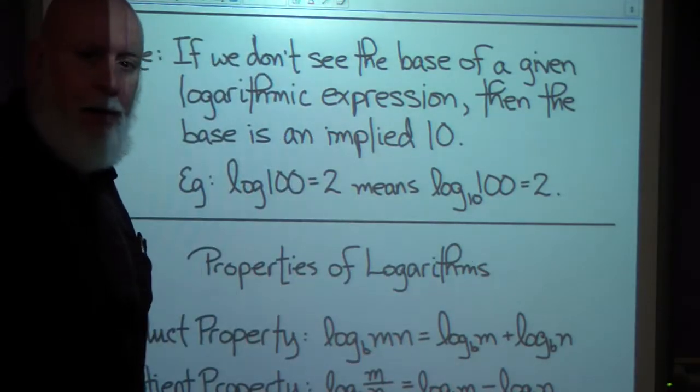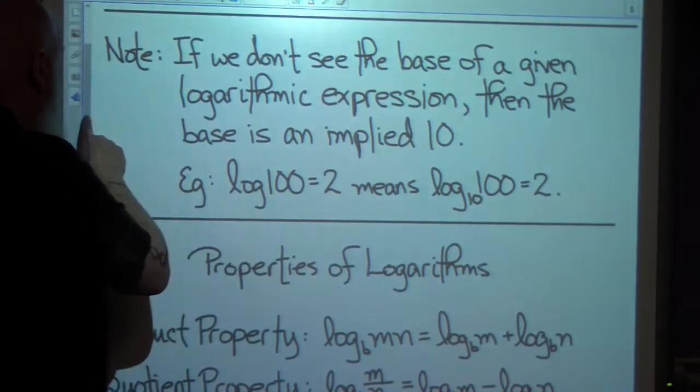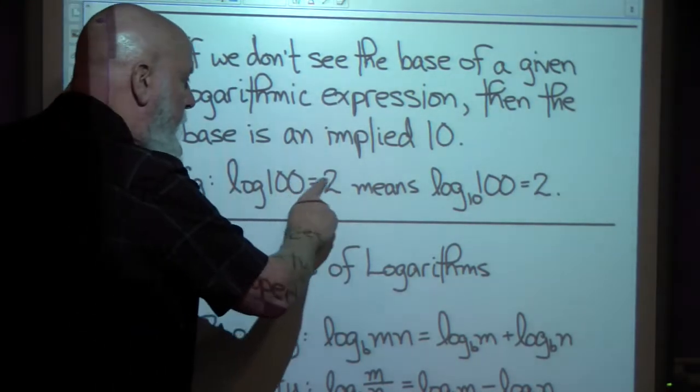All right? Otherwise, if you see a base, the base will be whatever you see. If you don't see the base, it's an implied 10. And you read it, log 100 equals 2.